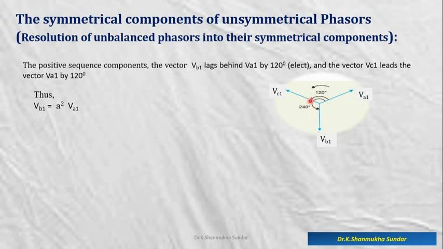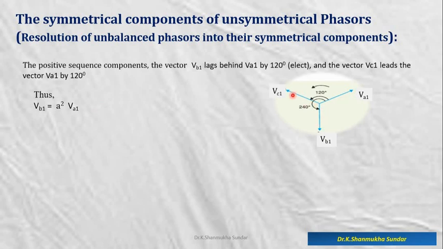So in order to get a vector with a 240 degrees rotation, we should multiply that vector with A square, which has been discussed in the previous slide. Therefore VA1, when multiplied with A square, will make an angle of 240 degrees. So VB1 is equal to A square VA1. Or if you are considering lagging by 120 degrees, then lagging means minus 120 degrees you should consider.